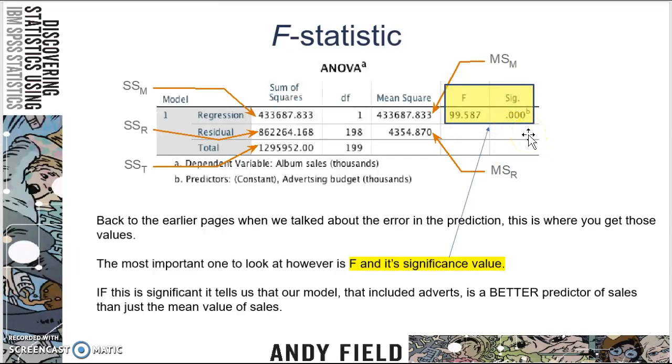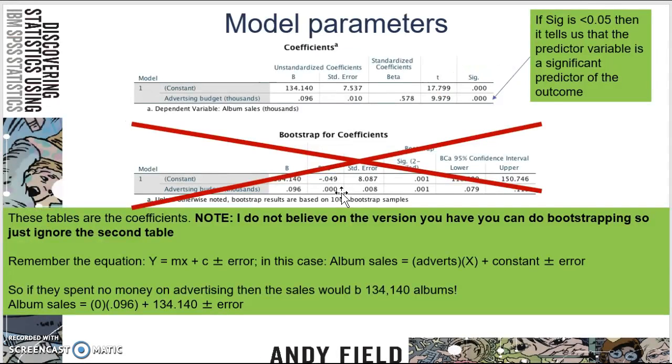In essence, what this is telling us, if this value is significant, so how do we know it's significant? If it is less than 0.05, then what this means is that our model is a better predictor of sales than just the mean value of sales. So it's telling us that advertising significantly contributes to the album sales.